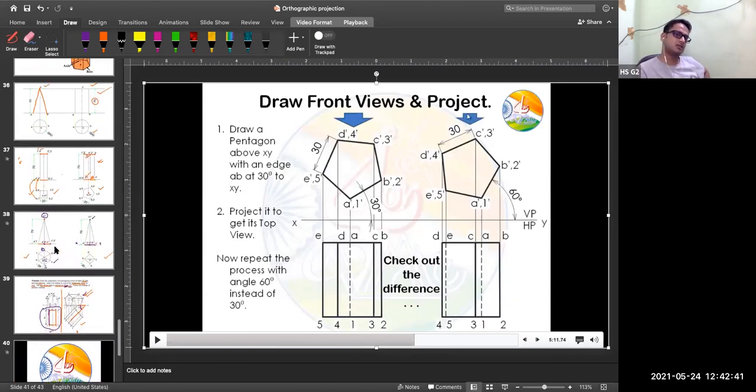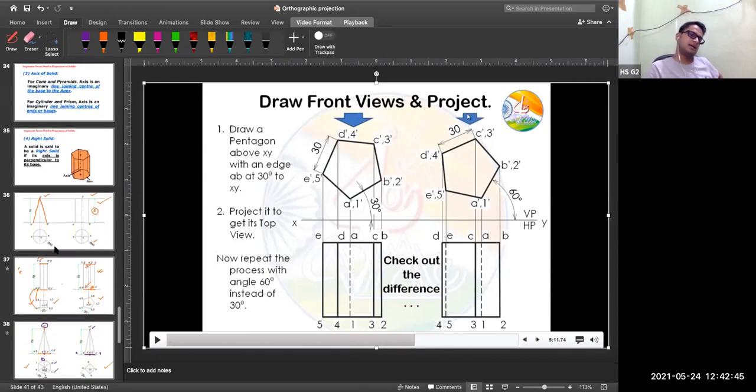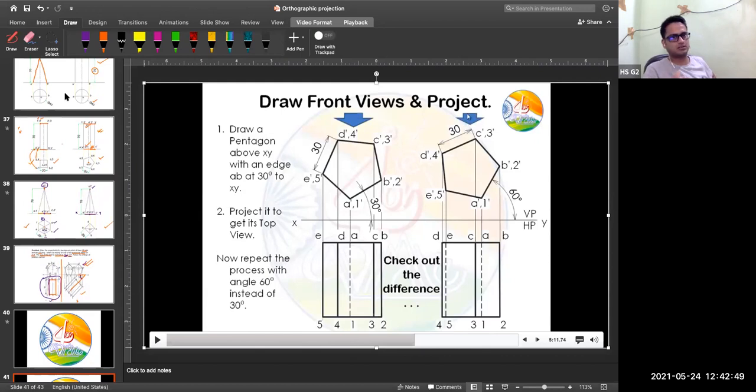So this is the theory that I have covered for your projection of solids. In projection of solids, in any of these figures that we discussed today, if you have any doubt, feel free to ask me. I'll explain it. And in the next class, that is tomorrow, we will see how to draw this in your AutoCAD software.